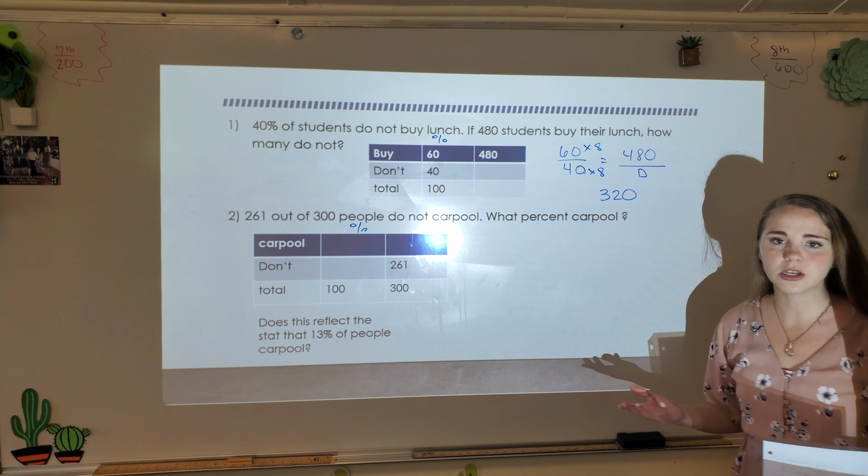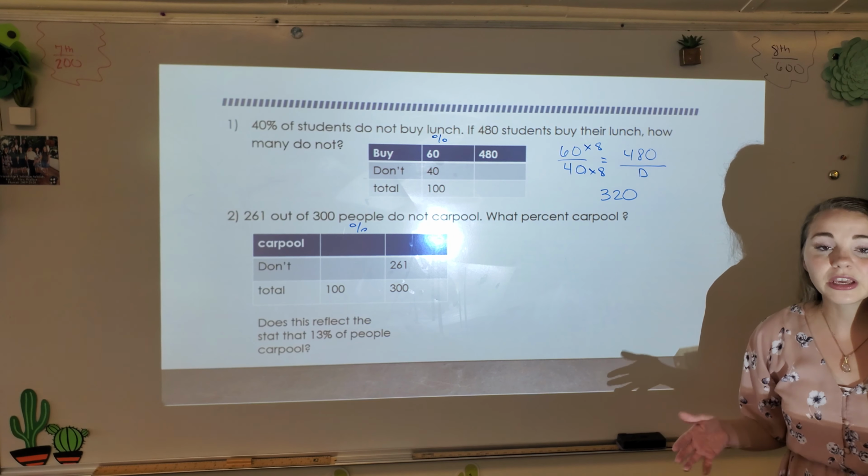Well, there's a couple ways we can do it. We can find the percent that don't carpool and then subtract to get the percent that do. That's actually kind of what I want to do. So I'm just going to use these numbers. X over total equals 261 over 300. Just remember, they're not asking what percent don't. We're just using that to find what do.